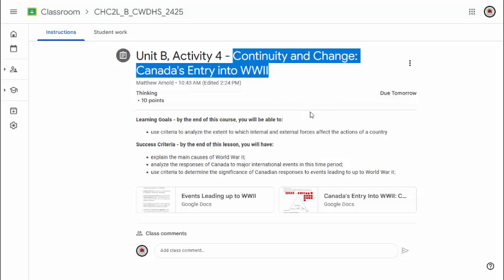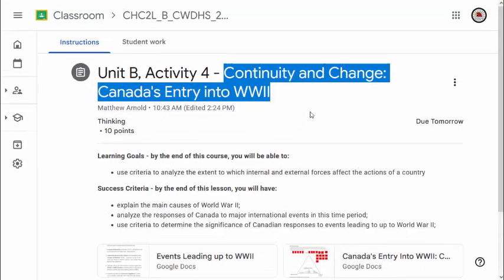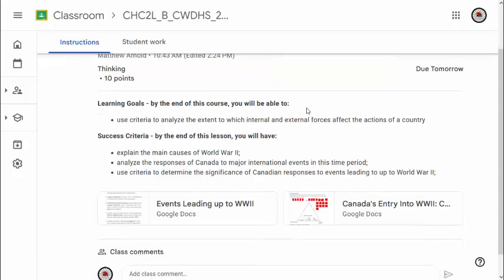Your learning goals today are to use criteria to analyze the extent to which internal and external forces affect the actions of a country. Specifically, you'll know you're successful if you can explain the main causes of World War II, analyze the responses of Canada to major international events in this time period, and use criteria to determine the significance of Canadian responses to the events leading up to it.